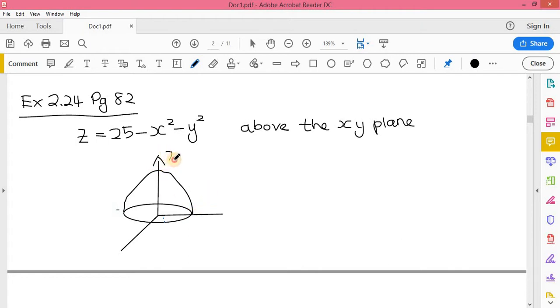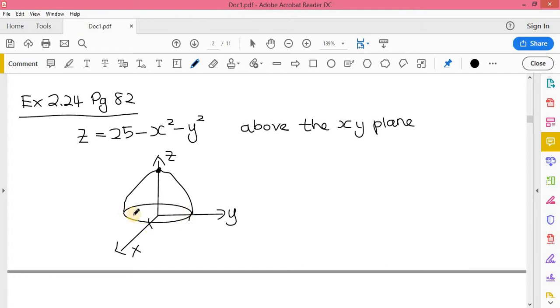So here will be your z, and here will be your y, and here will be your x. So above the xy plane. I didn't extend the drawing in the negative z-axis part because it is above the xy plane. So let's label the values that we know.